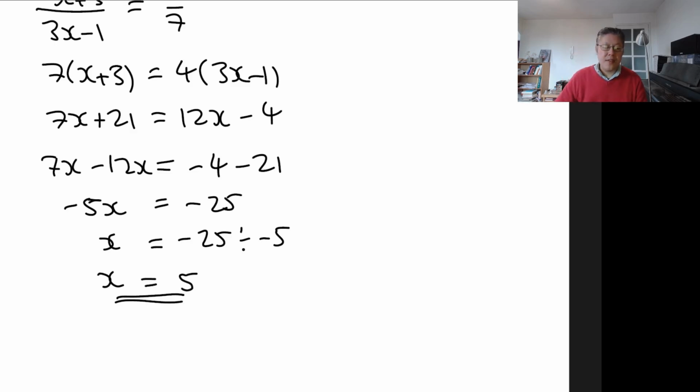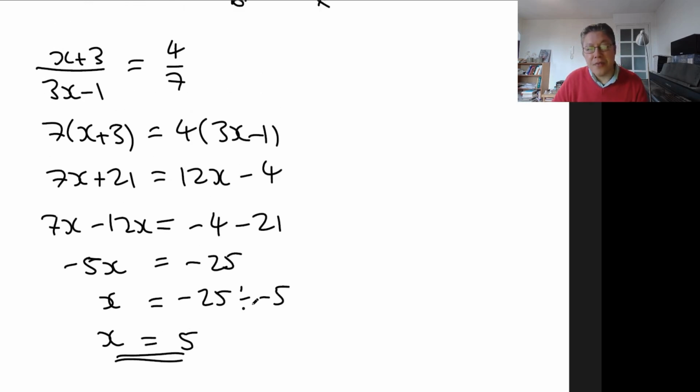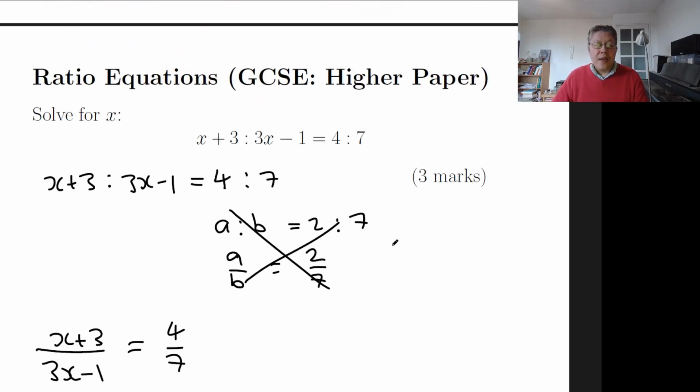But let's just see why this is the answer. X equals 5. So what we had here was the original question, there was the ratio. Now if we replace x with a 5, I'll just do it on top. So we have x plus 3 to 3 bracket 5 minus 1, and let's just work out what this is. So 5 plus 3 is an 8, and this is 15 minus 1 is a 14.